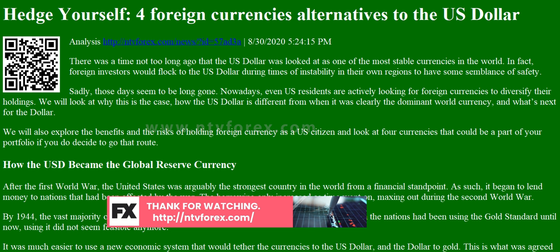After this, the USD simply went from strength to strength. The US had by far the largest amount of gold in the world at that time, and countries began to use it as a reserve currency as well as the main currency for world trade.